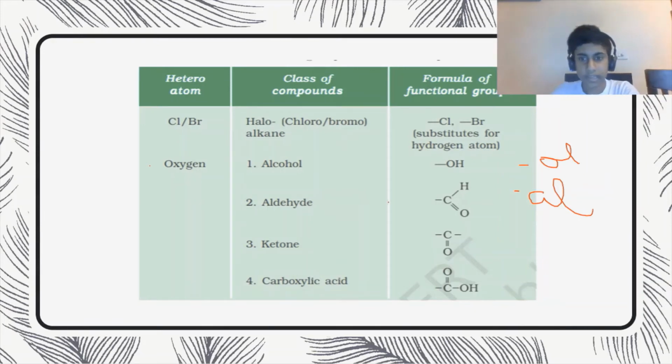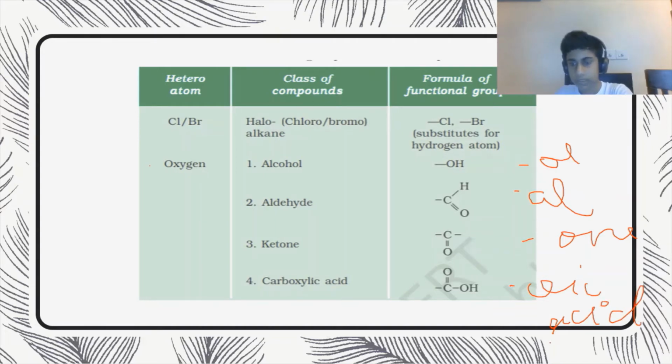For aldehyde, we just use al as a suffix, and in the same way we have to remove an E. For ketones, we just use one as a suffix. So then we remove the E. For carboxylic acids, we write oic acid as the suffix, and we remove the E again.